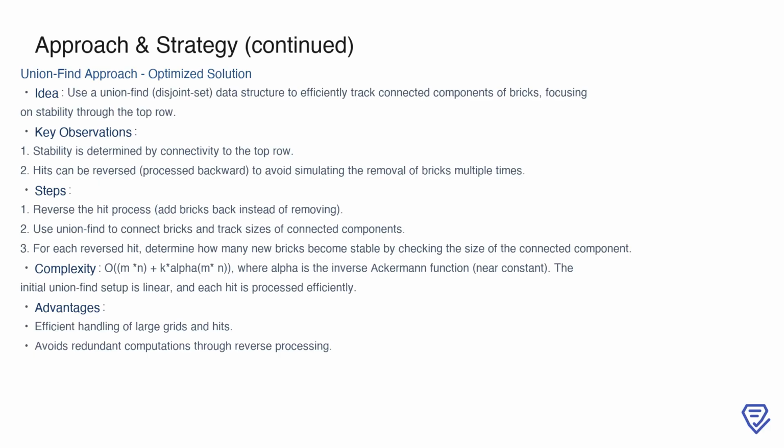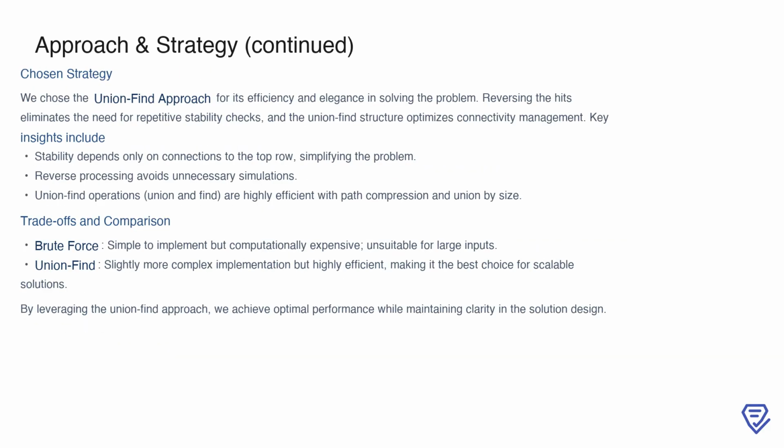By avoiding redundant computations and leveraging the efficiency of the union-find structure, this method handles large grids and numerous hits much more effectively. The union-find approach was chosen for its balance of efficiency and clarity in solving this problem. Reversing the hits eliminates the need for repetitive stability checks, while the union-find structure ensures connectivity management is optimized. The key insight that stability depends solely on connections to the top row allows us to simplify the problem significantly. By processing hits in reverse, we avoid unnecessary simulations, making this approach both elegant and computationally efficient.